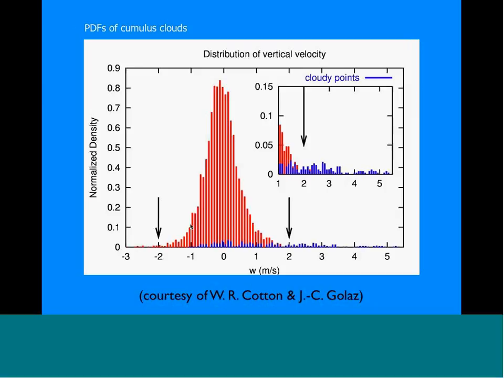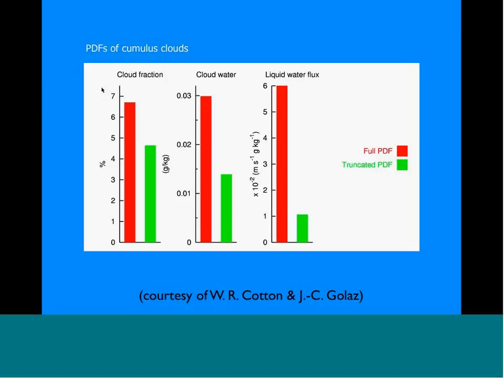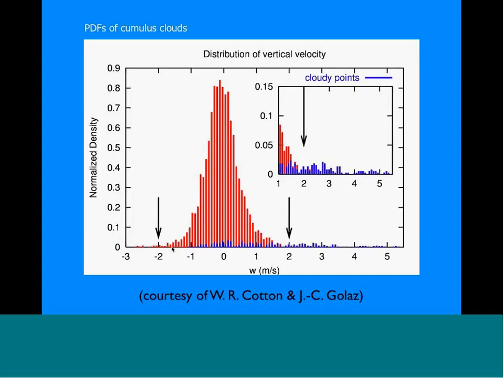So here's the PDF, and the red is showing all the grid points, and the blue are showing the cloudy points. And you notice that to first guess, we have a Gaussian distribution, but then when you consider these cloudy points, it's obviously highly skewed. So a Gaussian PDF would not be appropriate. And in fact, this diagram here gives you an estimate of the error that you would get from a Gaussian. So the red points here are approximately Gaussian.